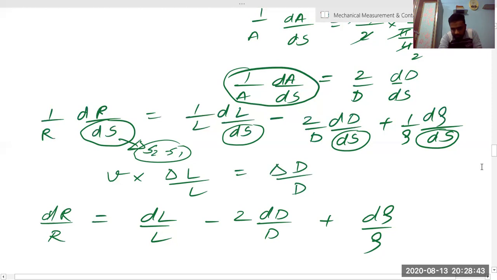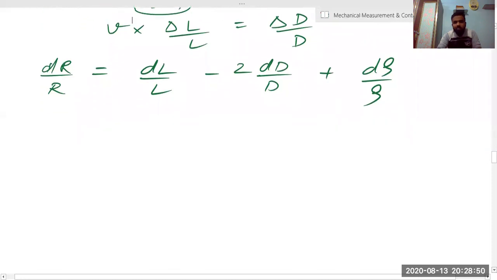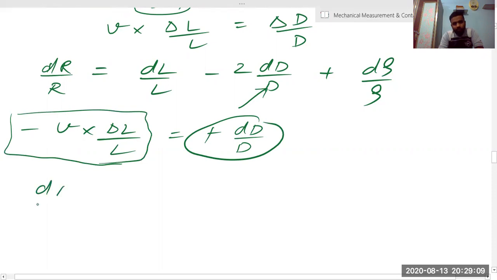Now, after doing this, dr by r is equal to dl by l minus 2 dd by d plus d rho by rho. Now I know that nu times delta L by L is equal to minus dd by d. So automatically, if this is plus, this will become minus. So I can substitute this as a value which is minus nu, Poisson's ratio, into delta L by L.